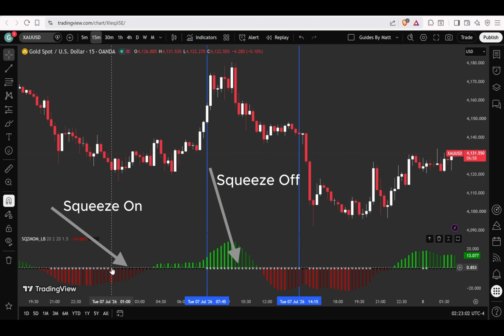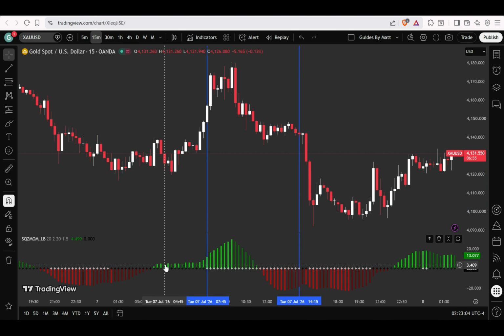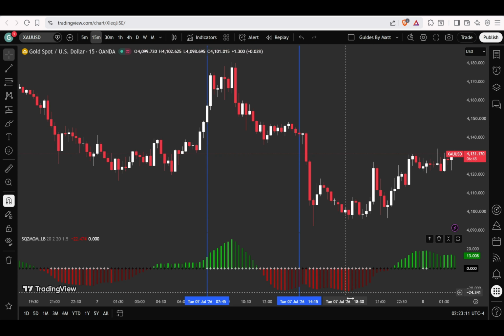Simultaneously, the script calculates a momentum value using linear regression. It measures the current price relative to a baseline average of recent highs, lows, and moving averages, outputting a value that oscillates above and below zero.